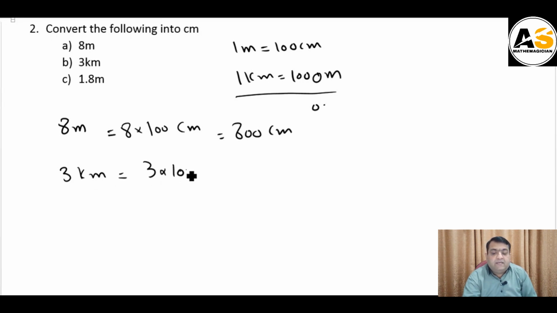1 kilometer is equal to 1000 meter. So I will multiply it with 1000 and it will be converted into meters. Now I have to convert into centimeter. 1 meter is equal to 100 centimeter. I will again multiply it with 100 and I will get the length in centimeters.